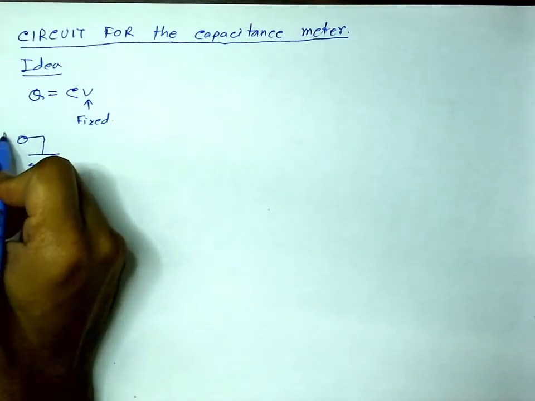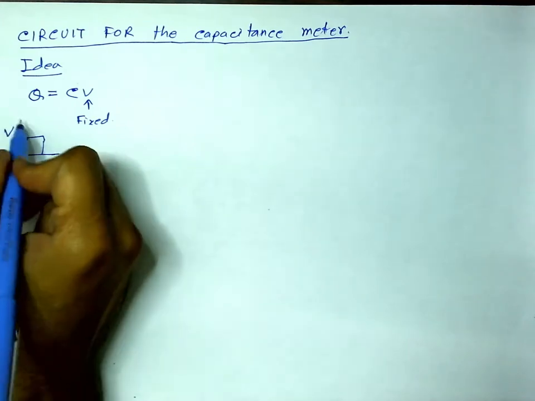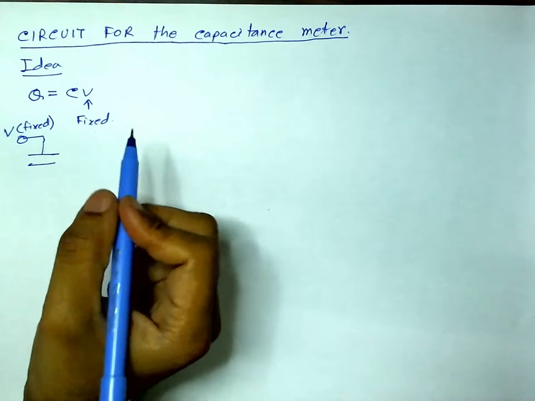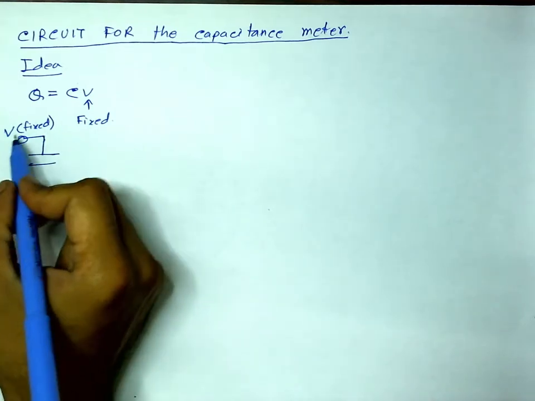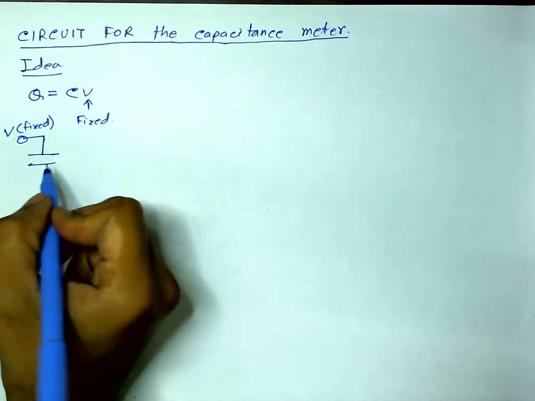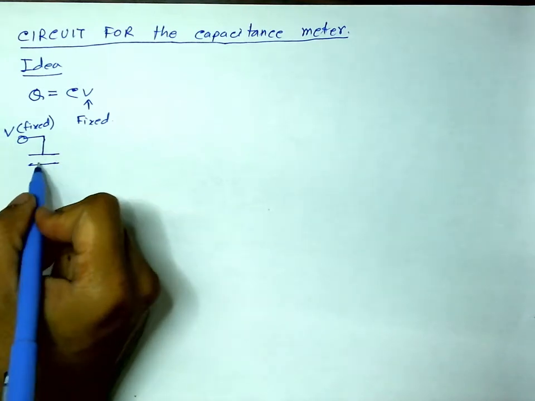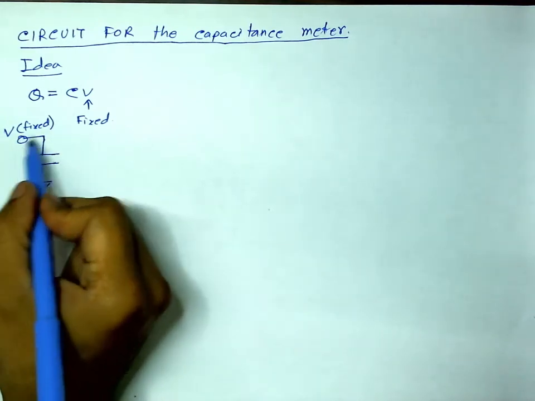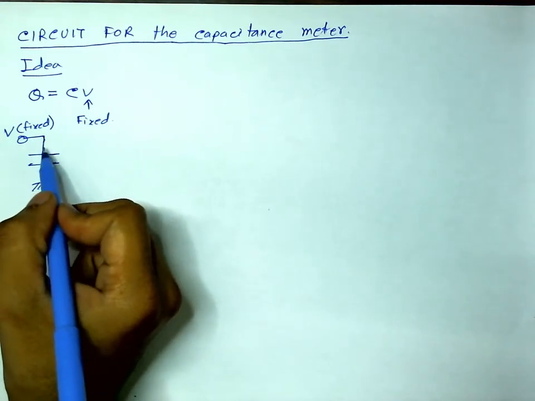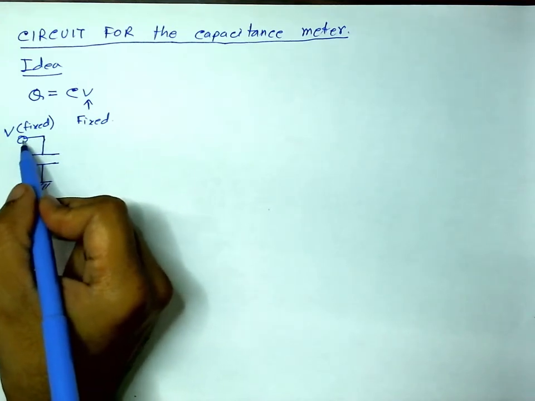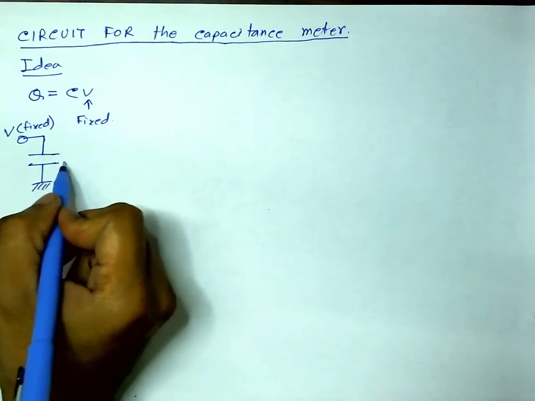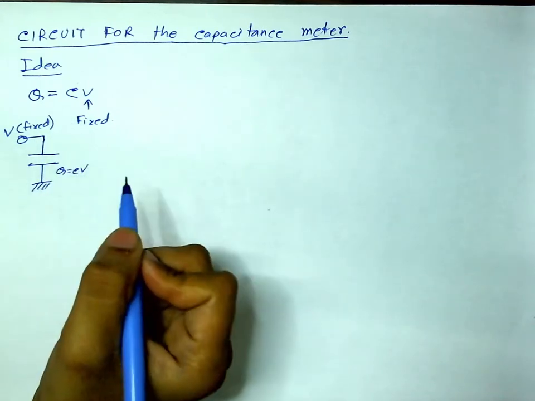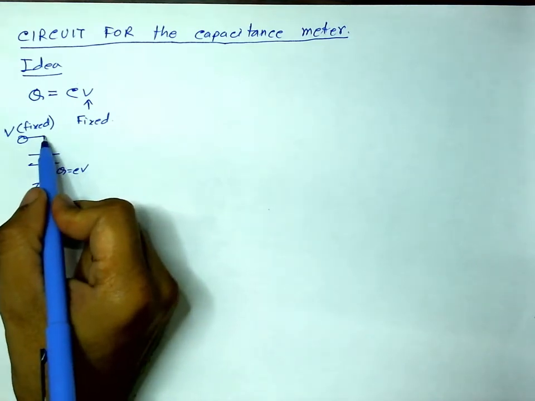I will charge it up to a voltage V, fixed value. I will do this test with a fixed value of voltage always. I'll never vary V. Let the other end be grounded. So the capacitor gets charged up to a value of voltage V, which means it will have Q equal to CV.